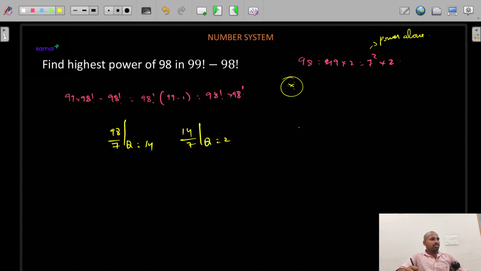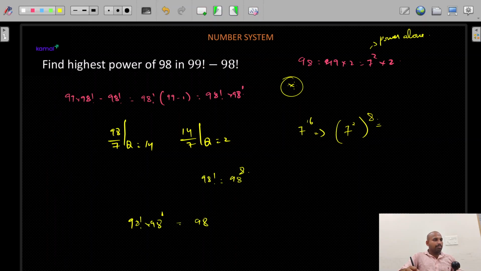The highest power of 7 in 98 factorial is 16. But I want to find the power of 7 square, which is nothing but 7 square whole power 8. So the highest power of 7 square in 98 factorial is 8, which means in 98 factorial, the highest power of 98 is 8. And here it is 98 factorial into 98, which means I have one more, which is nothing but 98 power 9. So the answer for this question is going to be 9.